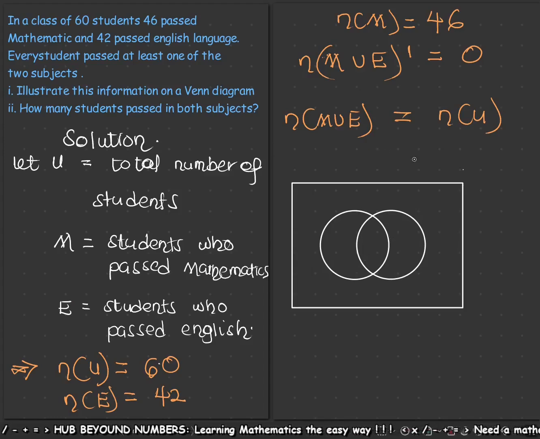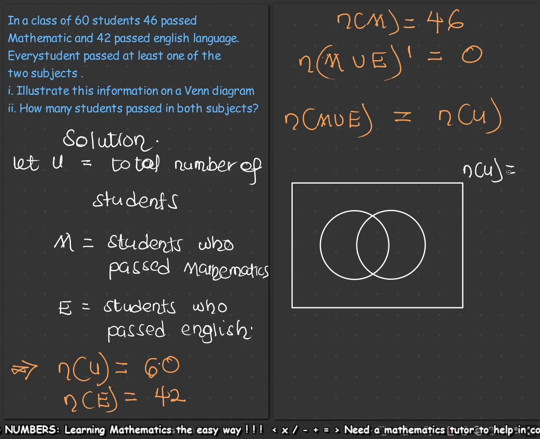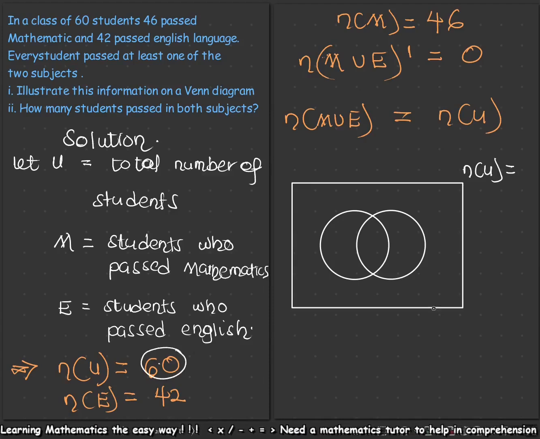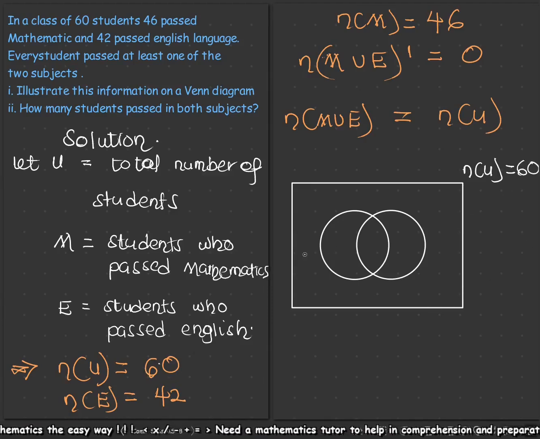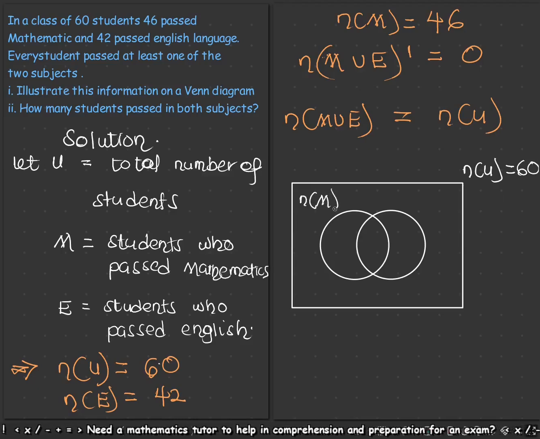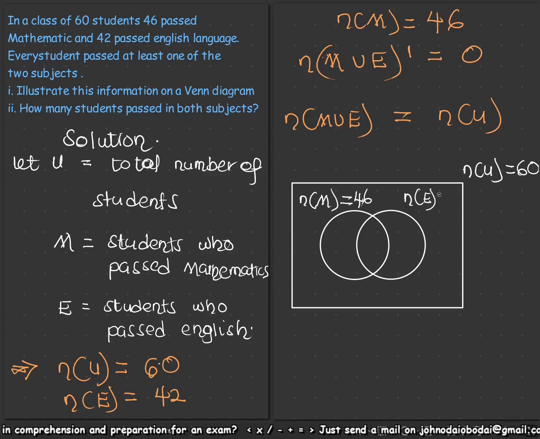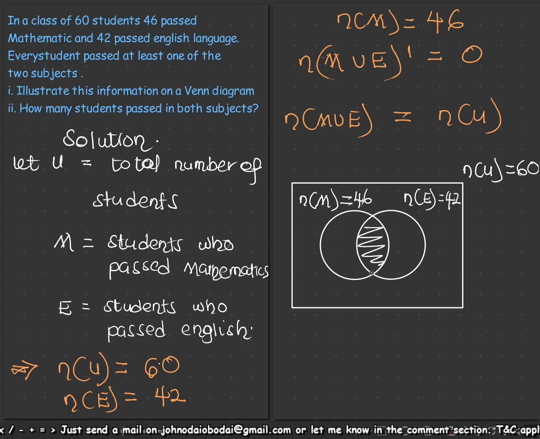So starting from the universal set, the total number of students which we had was 60. So you put that 60 over here. Then you come here and say the number of students who passed mathematics was 46. So I'll put my 46 here. Then the number of students who passed English as well was 42. So you put that here as well. Then with that done, we come and put in our intersection.